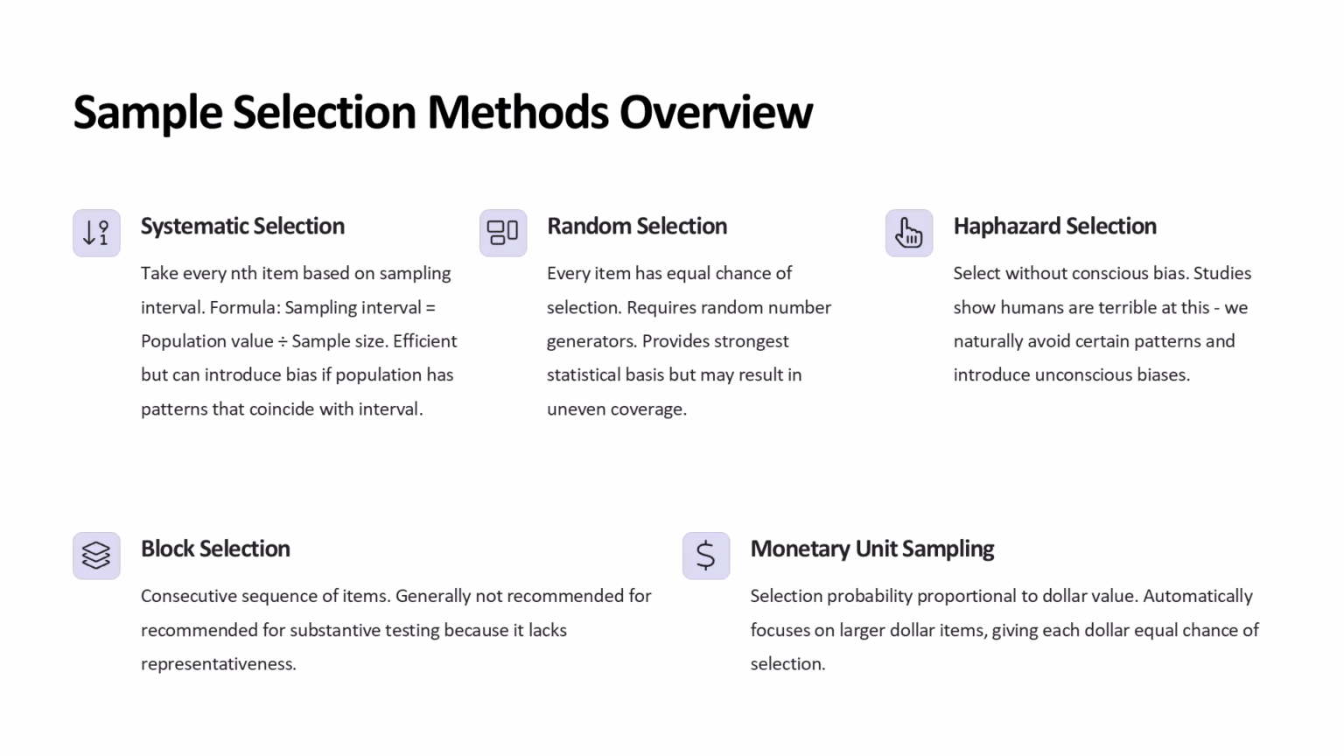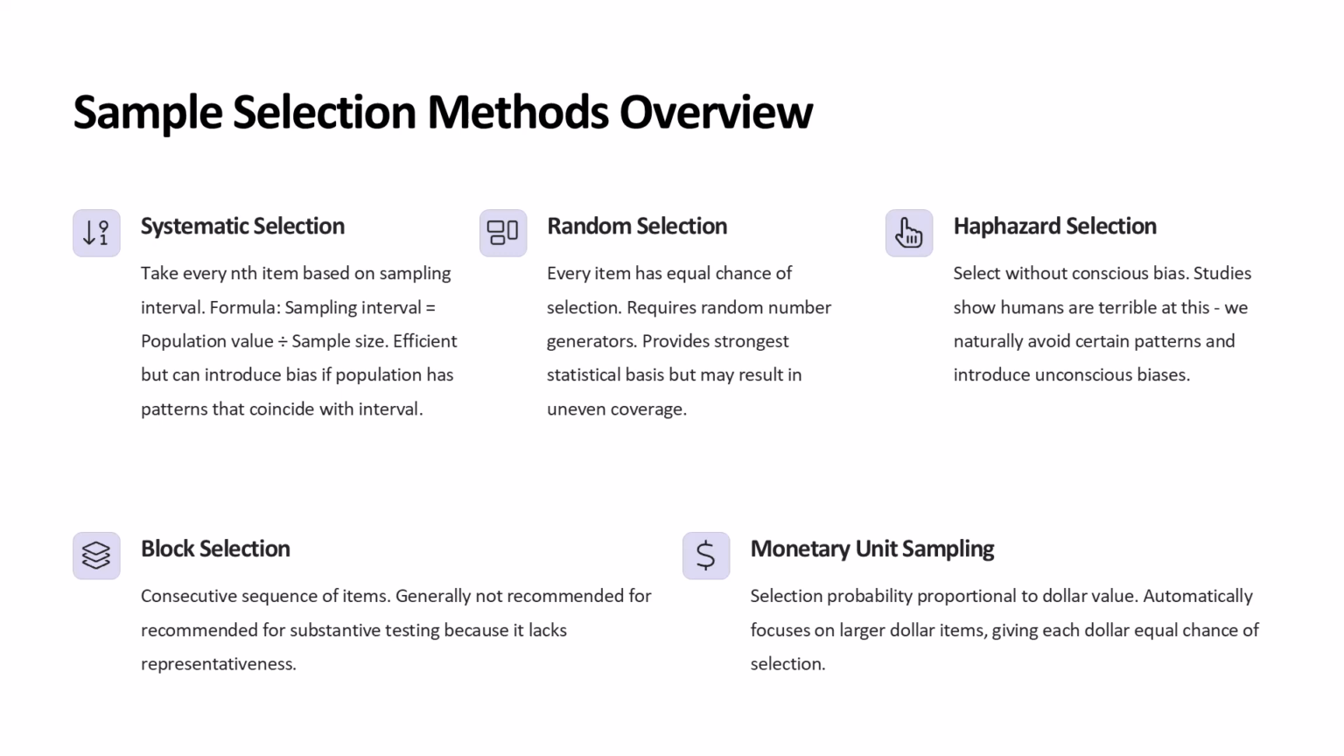1. Systematic selection. Take every nth item based on a sampling interval. Formula: sampling interval equals population value divided by sample size. This approach is efficient and easy to apply, especially for large populations. You choose a random starting point, then select items at regular intervals. It provides good coverage across the entire population, but can introduce bias if the population has patterns or cycles that coincide with the sampling interval.